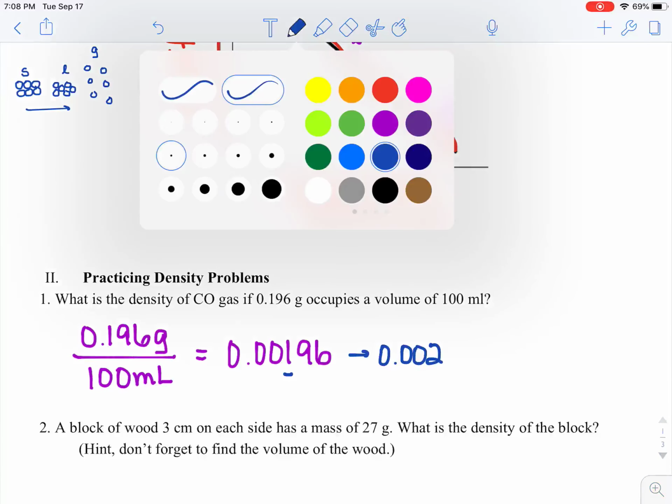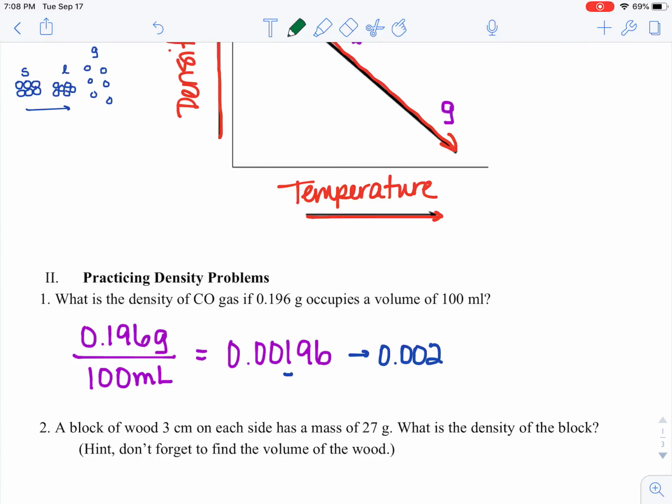And if we really want to practice, we can actually look at this with respect to scientific notation as well, and I can convert that to 2 times 10 to the negative third. No matter how I choose to report this answer, I need to make sure that I include my units, which is grams per milliliter. Okay, that is a measurement of density, my mass and my volume.